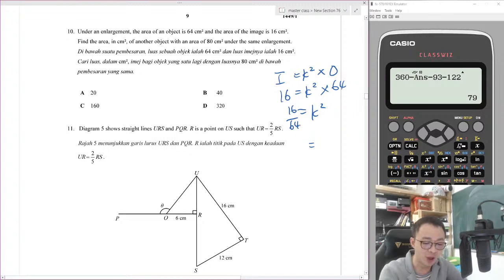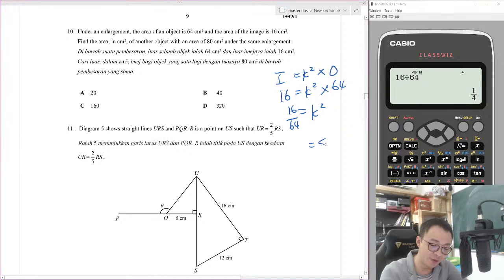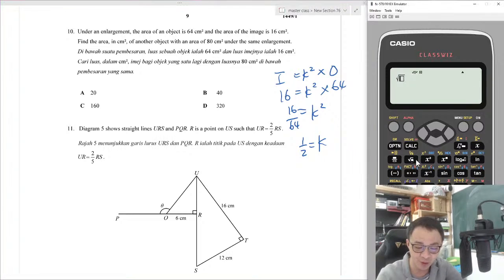Which is 1 over 4. 16 over 64 is 1 over 4. Then k will be 1 over 2. Definitely it can be positive or negative 1 over 2, but over here we just take the positive 1 over 2, which is when you square root the 1 over 4, you get 1 over 2, okay?